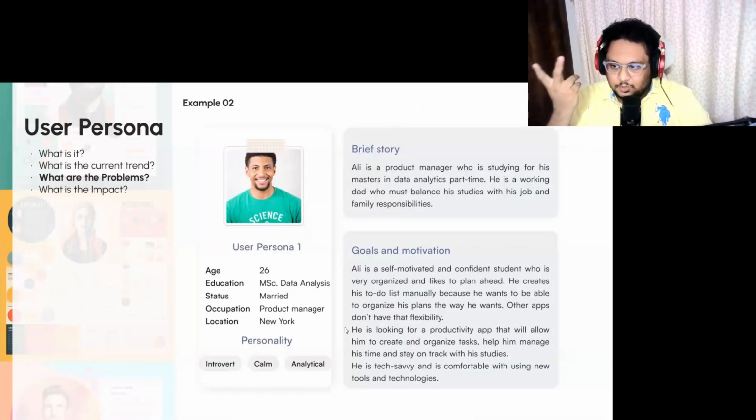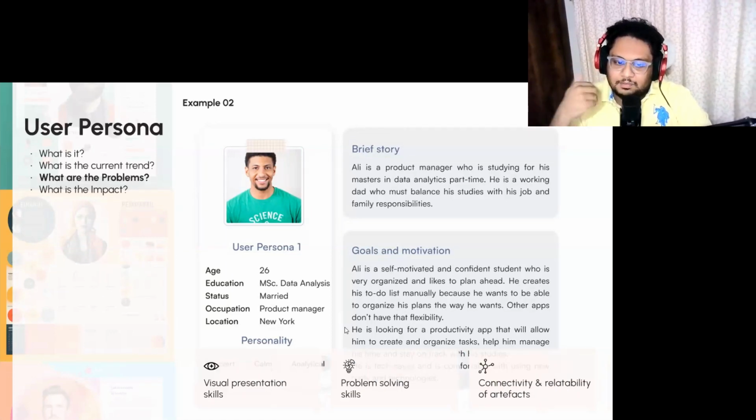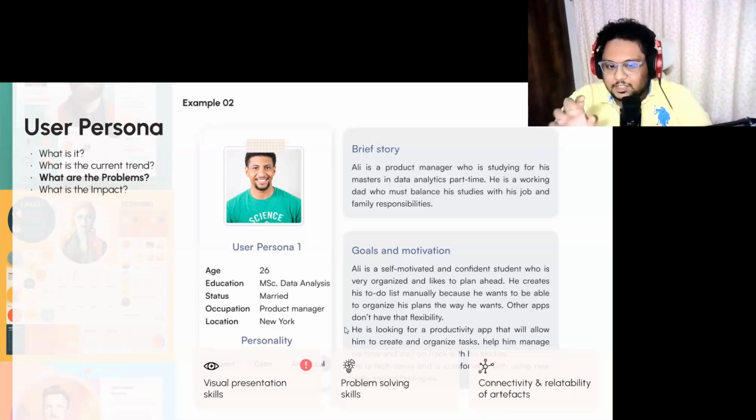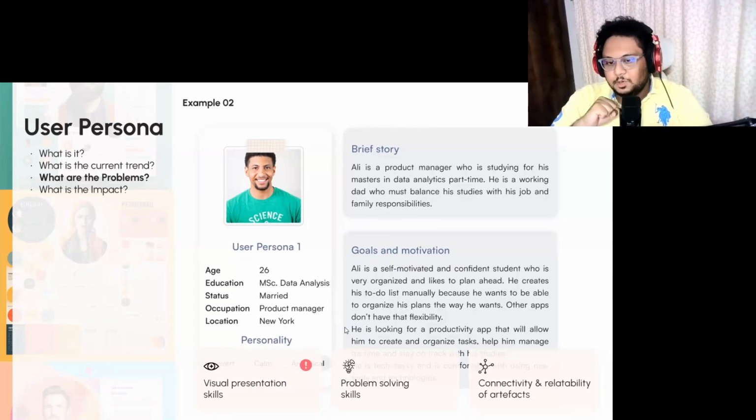Let's take example 2. Now, if you look at it, it has demographics, personality traits, and goals and motivation, which is documented, but still, in 30 seconds, is it really scannable if we overlap the same framework? So it's not actually scannable in 30 seconds, right? What is it that we want to take away from this persona?